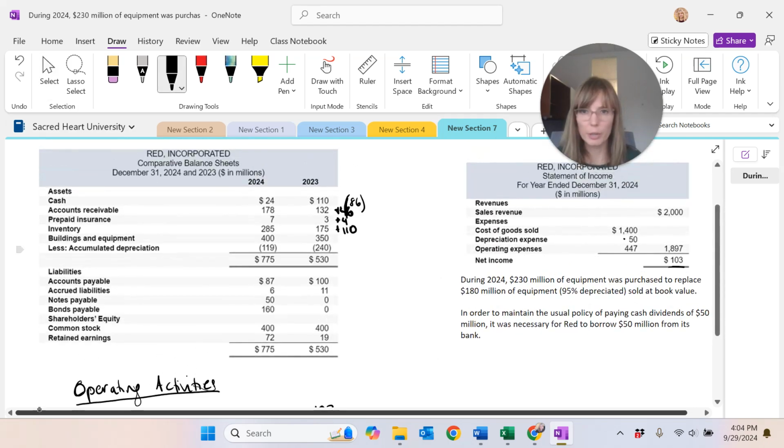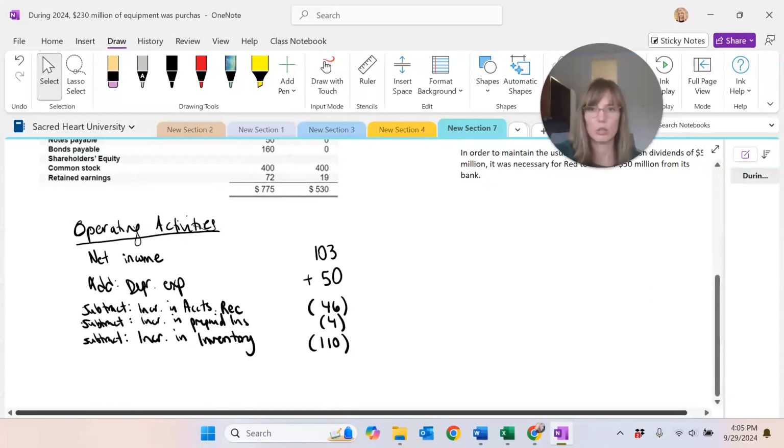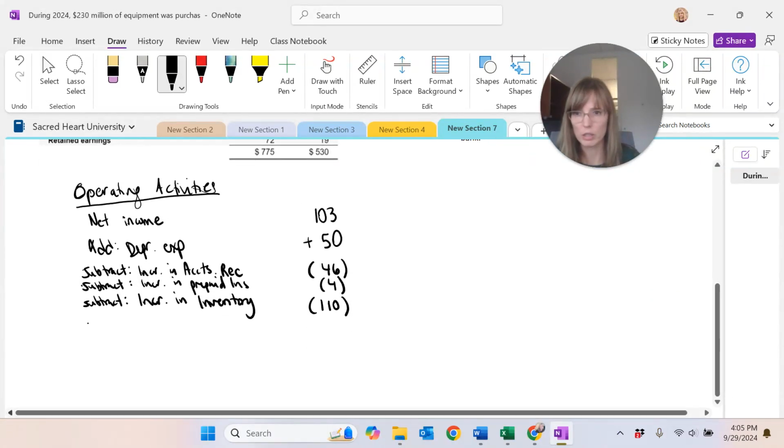All right, so that's it for our operating assets. Buildings and equipment changes here are going to go in the investing section. Accounts payable went from 100 to 87. So we had a decrease of 13 million in accounts payable. So this must mean that we paid out more cash than we had expenses. So I need to subtract the decrease in accounts payable, which was 13.